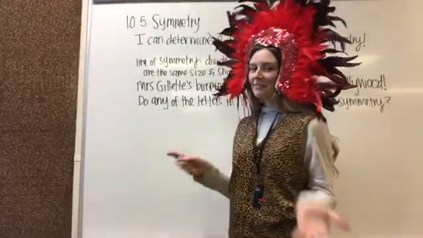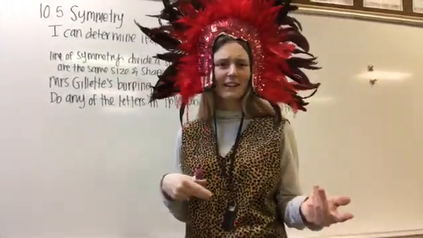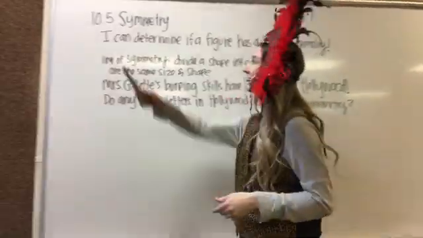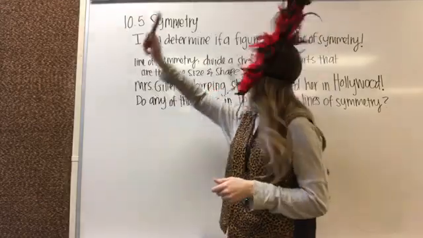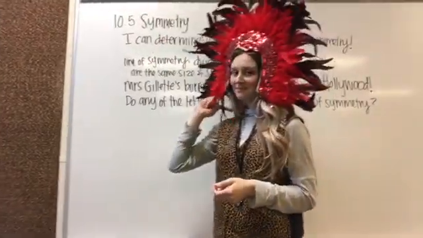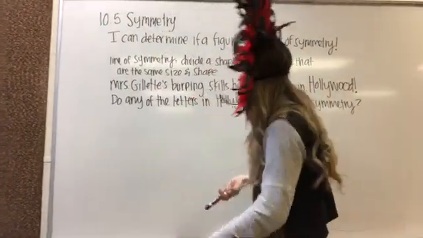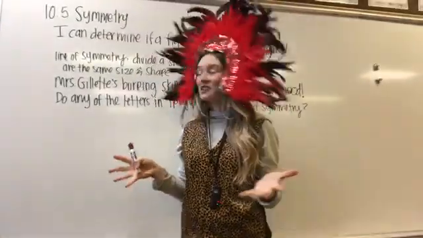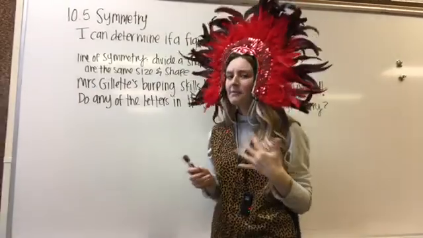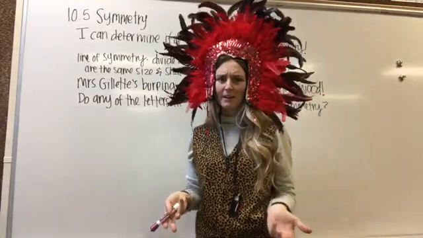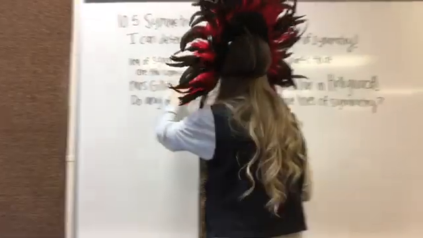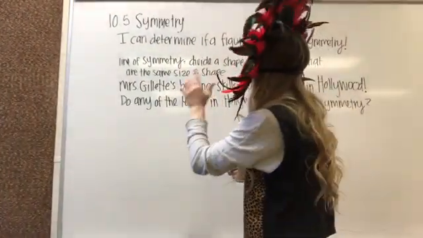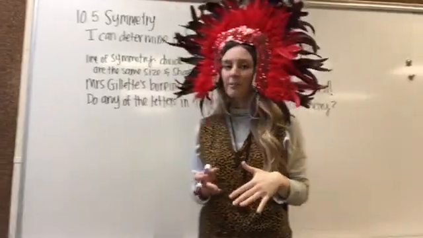But first, let's talk about math. And how is math related to my stardom and burping? Let's talk about it. Well, today is 10.5. We are talking about symmetry. Say it, symmetry. I can determine if a figure has a line of symmetry, okay? So you might be wondering, what is a line of symmetry? Let me tell you. A line of symmetry is when you divide a shape into two parts, and those two parts are the same size and shape.